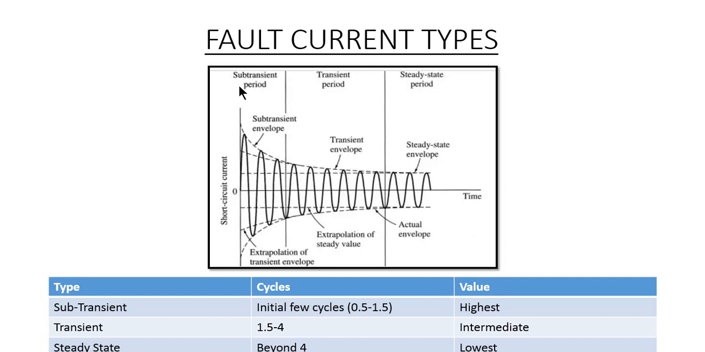The subtransient value occurs in the very initial few cycles, 0.5 to 1.5, where the value of short circuit current is highest due to the presence of a DC component. Then we have the transient period or the transient values, which are intermediate and they occur between 1.5 to 4 cycles, and then the short circuit values further decrease and the lowest values are found beyond the 4th cycle, which are called steady state values.